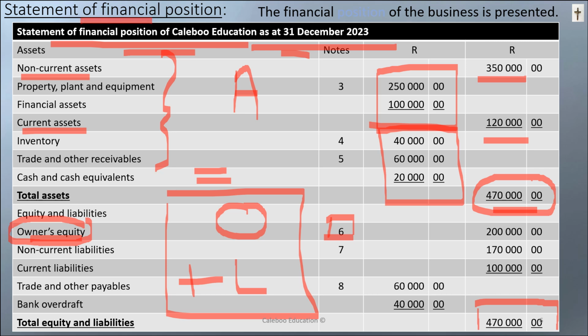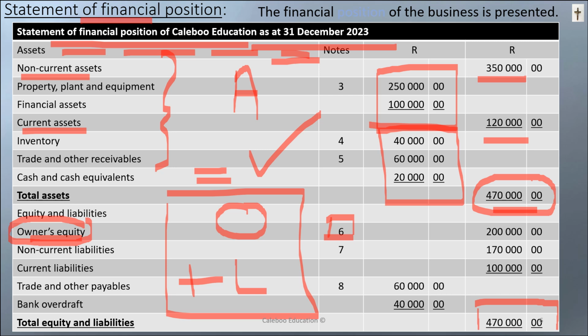the most up-to-date name is statement of financial position. And on this 31st of December 2023, this is the financial position of Caliboo Education. Also, in another series, when it gets a little bit more advanced, we will learn how to, if you want to, analyze and interpret this statement and the previous statement.